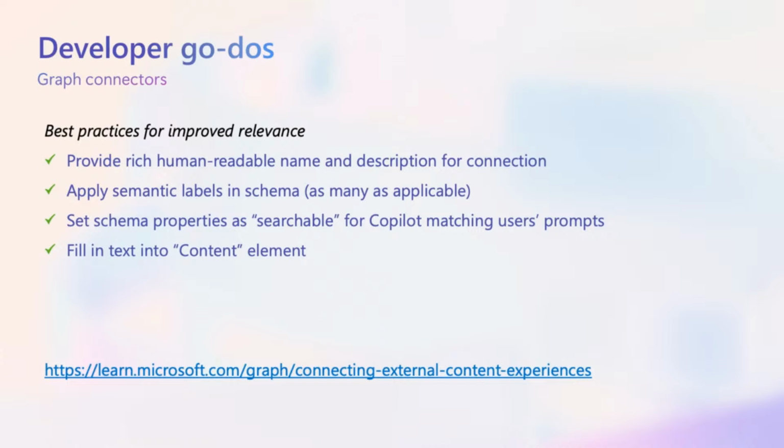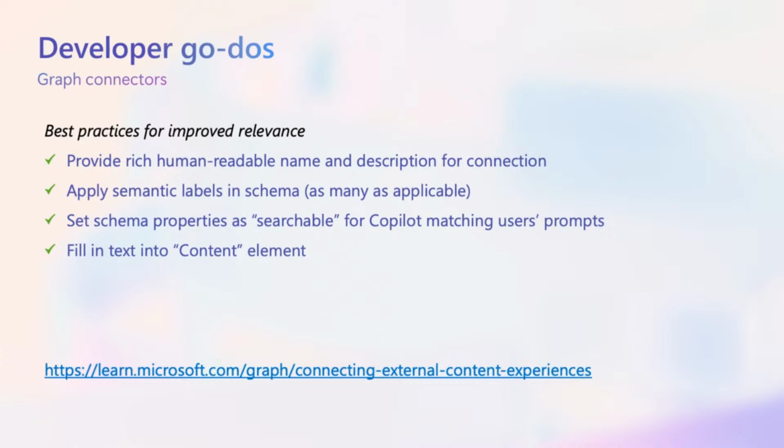Also, when it comes to the schema, we talked about this on a previous slide, it does help to apply as many of those semantic labels as possible. Some of the key ones, again, are title, URL, and also the icon URL, so you can actually see the different experience. People are very visual. They like to see what's the actual thing that I'm going back against.